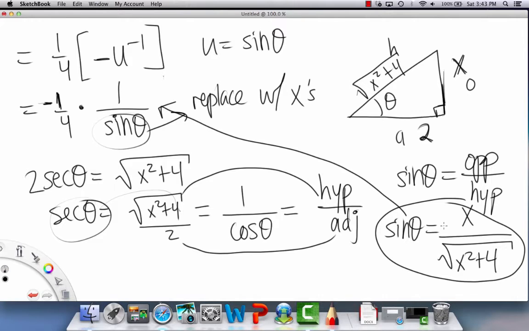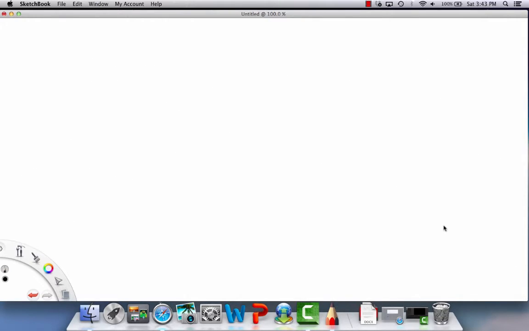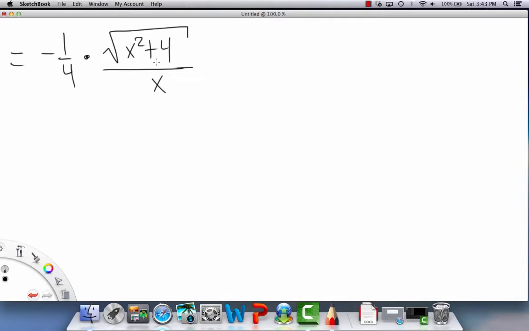Alright, so I'm going to go on to the next slide. Okay, so now we have our negative 1 over 4 times, and we said we're going to flip it over because sine was on the bottom, remember? So the square root is on top, and on the bottom we just have x. As you can see now, we've transformed back into x, right? So now we can write in our bounds and evaluate.